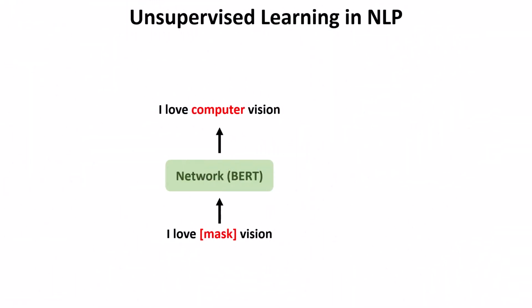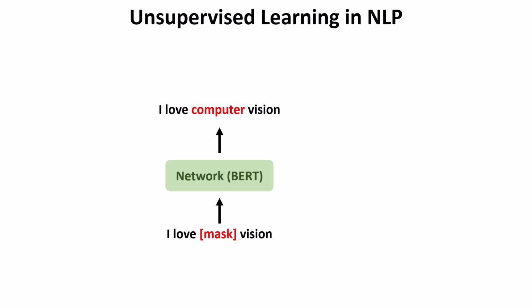When we look at unsupervised learning in NLP, this is what we have. We have a neural network, for example a BERT model, and during pre-training, we give it a sequence of words as the input. For example, I love mask token vision. Given this input, our neural network is responsible for predicting the missing mask token, and then it outputs it, and our sequence would be I love computer vision.